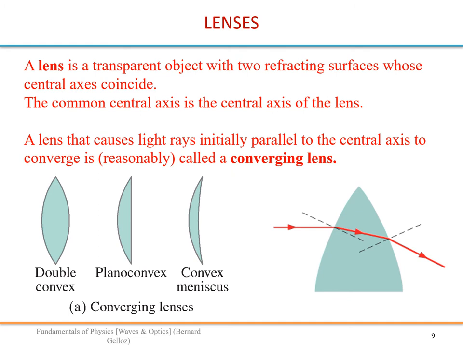Let us now introduce lenses. So a lens is a transparent object with two refracting surfaces whose central axes coincide. You are probably familiar with lenses. You know, for example, this is one lens, this is also a lens, this is also a kind of lens. In fact, it's a piece of glass, so it has two interfaces between air and the glass, and each one is generally a spherical surface. Okay, at least for cheap ones.